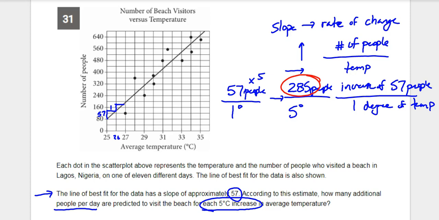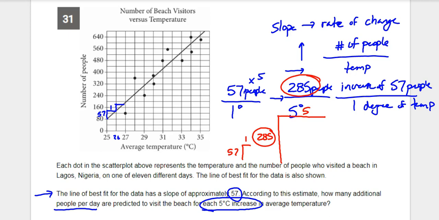Basically, you just have to keep the stair step going the same. If it goes up 57 and over 1, then they want to know how much it's going to go up if you go over 5. So you just have to magnify both numbers by 5. So an increase of 285.